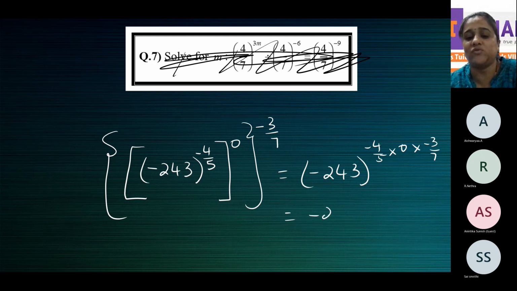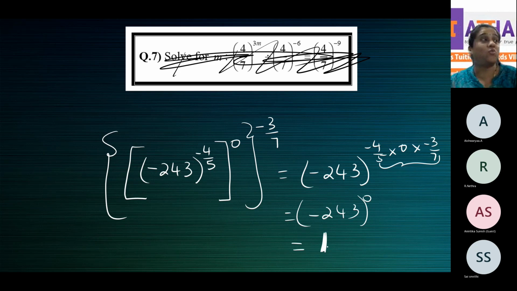So it's nothing but minus 243 to the power 0. And anything to the power 0 is 1. So the answer is 1. It's not 0, it is 1, because anything to the power 0 is 1. Is that fine, children?